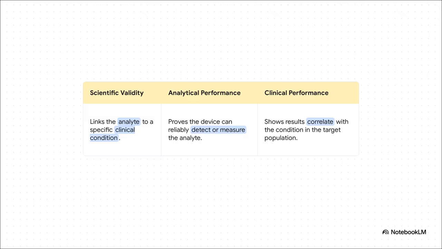You have to prove all 3. First up, scientific validity. This is the so what question. Is there a real scientifically established link between the thing you're measuring, the analyte, and the actual clinical condition? Second, analytical performance. This is all about your device. Can it accurately and reliably find and measure that analyte every single time?